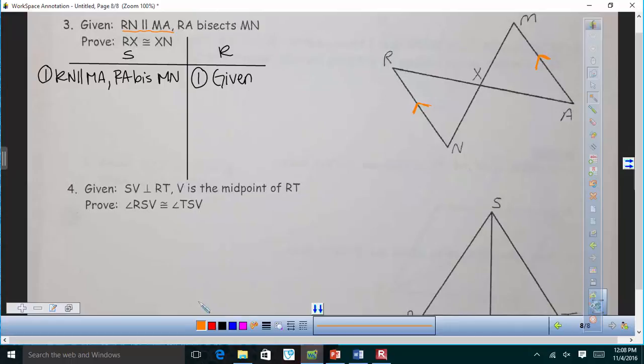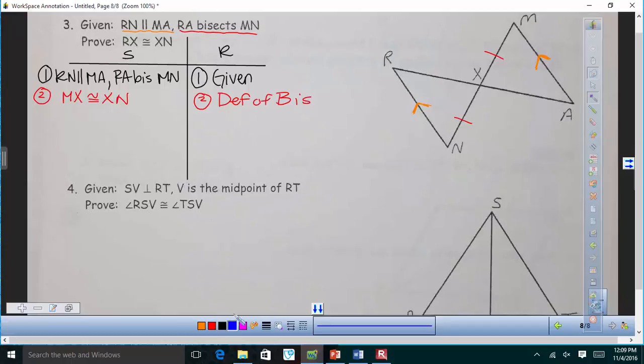Okay? Let's label the second thing. So RA bisects MN. RA is right here. It is cutting MN into 2 equal pieces. So that means MX is equal to XN. Now, does it say that up there? No. So I have to write that. MX is congruent to XN. And what would the reason be behind that? Definition of exactly what it says up here? Bisect.